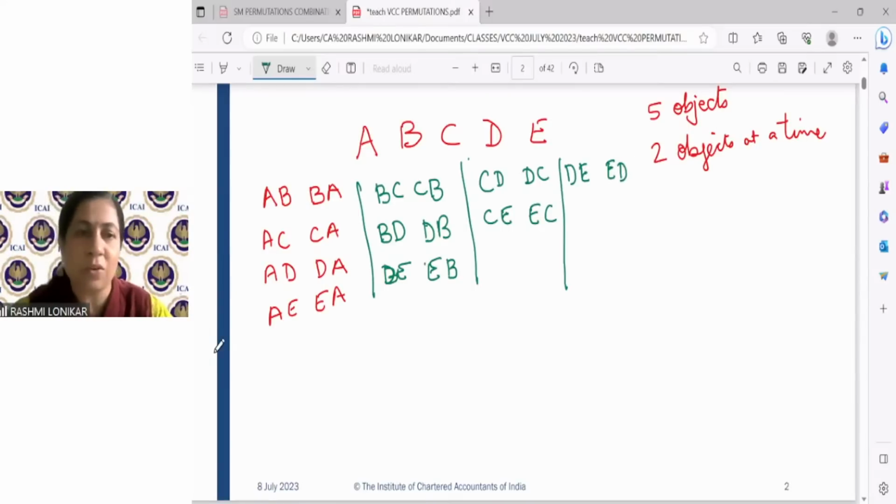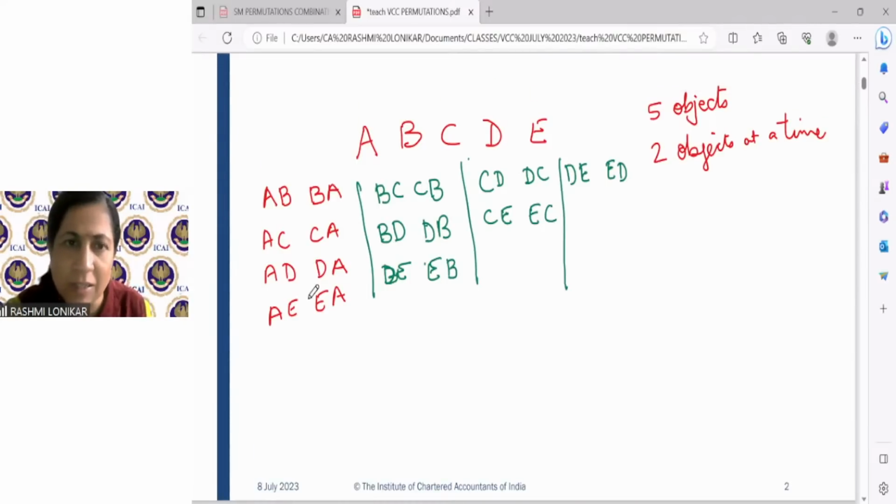So can we count how many are there? Can you put it in the chat box? How many options do I have here? Can I count? 1, 2, 3, 4, 5, 6, 7, 8. Is there anything missing? That also we'll see. So can you put it in the chat?